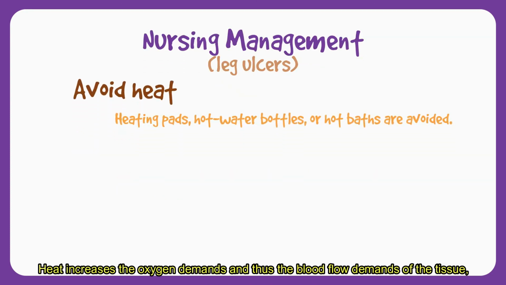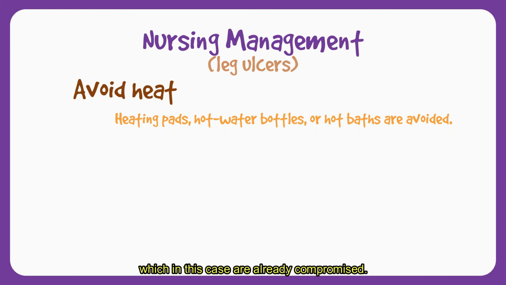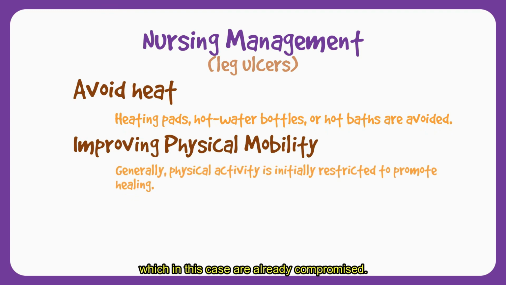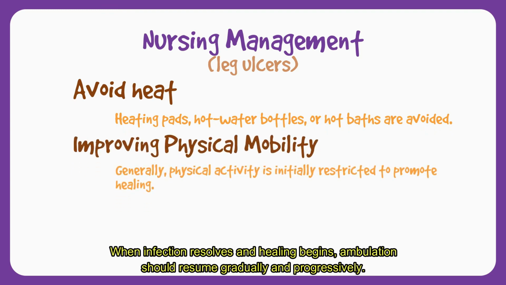Heat increases the oxygen demands and thus the blood flow demands of the tissue, which in this case are already compromised. When infection resolves and healing begins, ambulation should resume gradually and progressively.